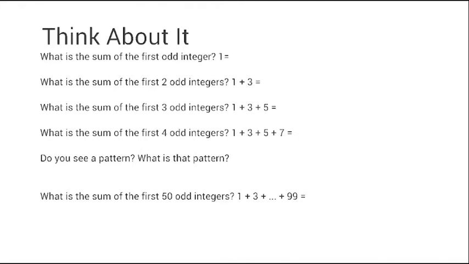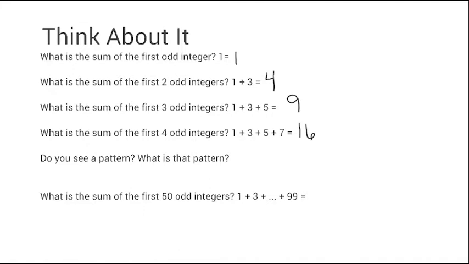So the first parts of that question should be fairly straightforward. I want to know what the sum of the first odd integer is. Well, the sum of one number is itself, so that's just going to be 1. The sum of the first two odd integers is 1 plus 3, which is 4. The sum of the first three is going to be 1 plus 3 plus 5, which is 4 plus 5, which is 9. Then 1 plus 3 plus 5 plus 7 is going to be the 9 plus the 7, which is 16.